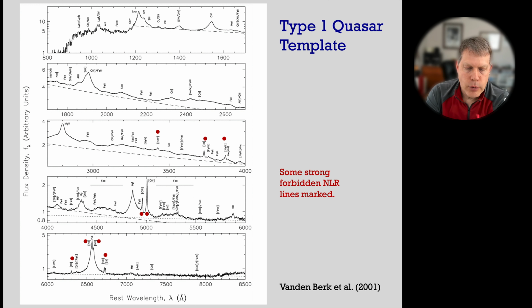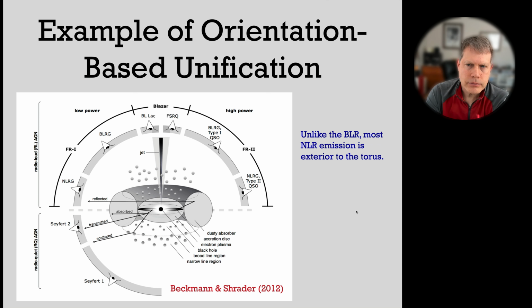A particularly nice way to, in fact, focus in on just the NLR lines is to consider the orientation-based unification model, which again, I have not discussed in much detail yet. That will be the focus of next week's lecture. But one point I will just make for now is that unlike the broad line region, which is thought to be made on quite small scales and thus is interior to the torus, the narrow line region or NLR emission is primarily formed exterior to the torus.